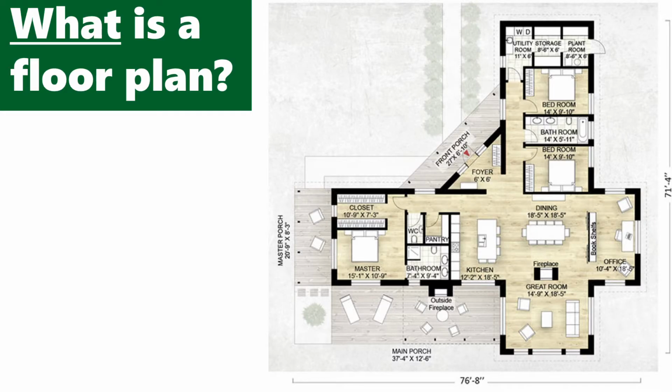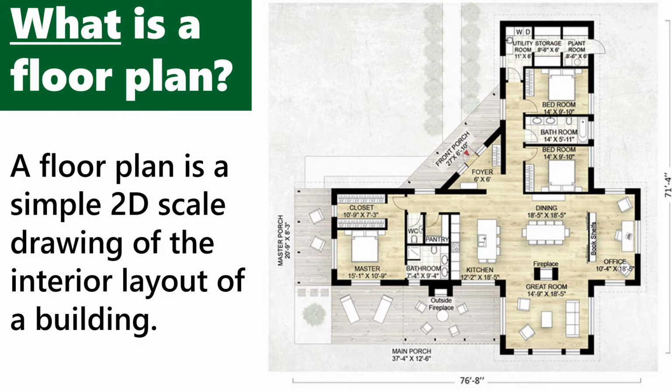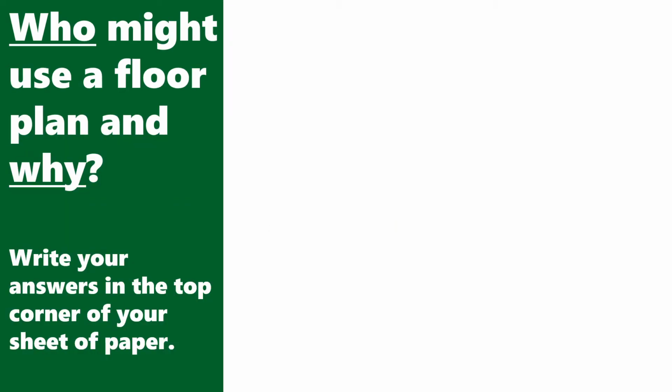So what is a floor plan? That's the example that we've got up there. And a floor plan is just a simple 2D scale drawing of the interior layout of a building. All right, so you can see on our example there, we've got the bedroom, dining room, bathroom, and it shows us where the bath is. It shows us where the chairs and stuff are going to be, and the sinks and all of those kinds of things.